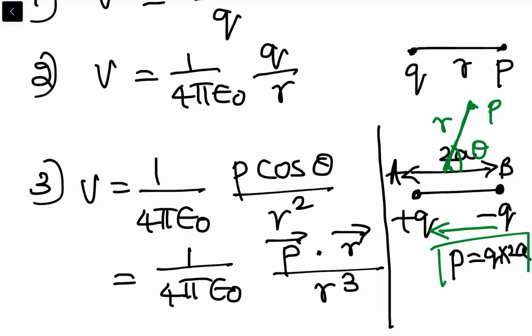p is equal to q into 2a, where 2a is the distance between the two charges plus q and minus q, and r is the distance of the point P from the center of the dipole, and that r vector makes an angle theta with the direction of the dipole. So like this you can learn the formulas. So three formulas we have taken, and with this we can start our numericals.